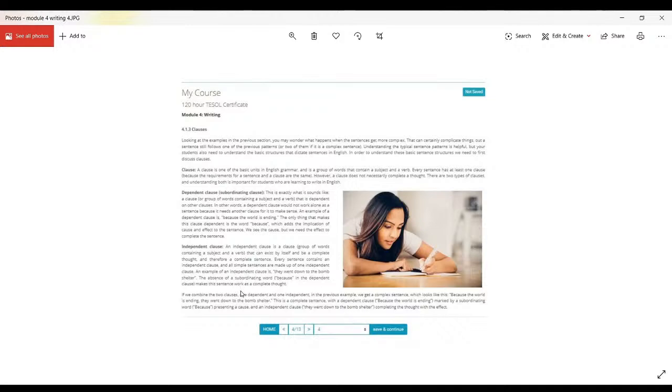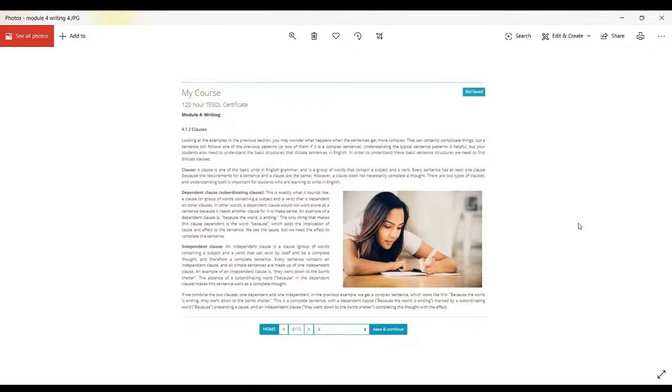But if we combine these two clauses, one dependent and one independent, as in the previous example, we get a complex sentence. First, let's give an example using the independent clause. They went down to the bomb shelter. That one is independent because it doesn't have the subordinating word because. So let's read an example of a combination of dependent and independent clauses. Because the world is ending, they went down to the bomb shelter.